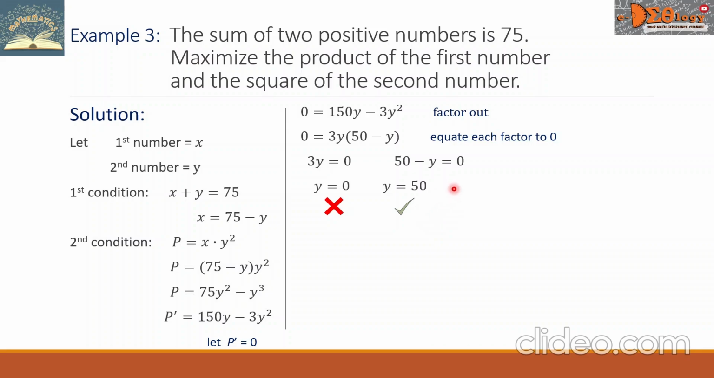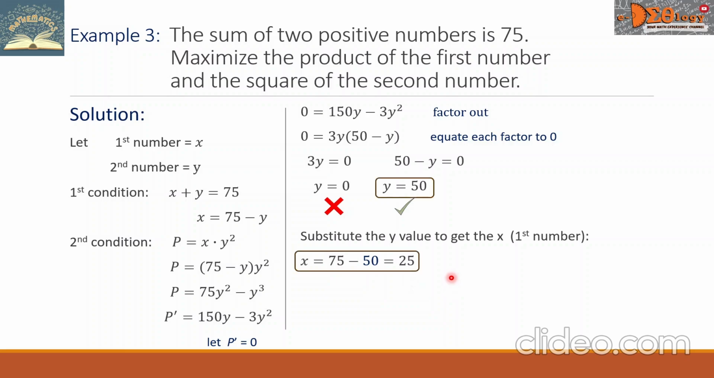Then we solve for x. We substitute the y value to get the x. Look at the first condition. We have the equation of x with respect to y. So x equals 75 minus the y, which is 50. And the difference is 25. So these are the answers. y equals 50, x equals 25.